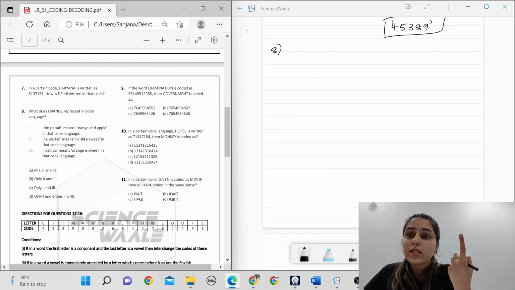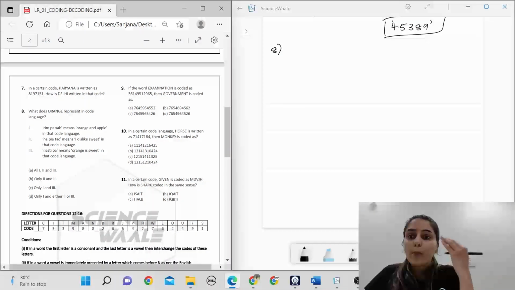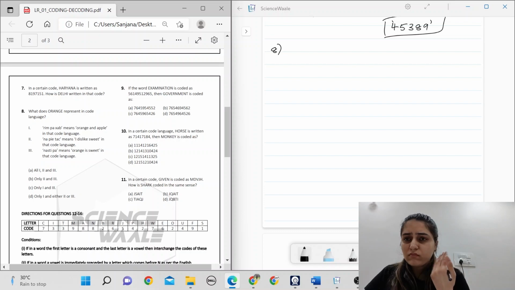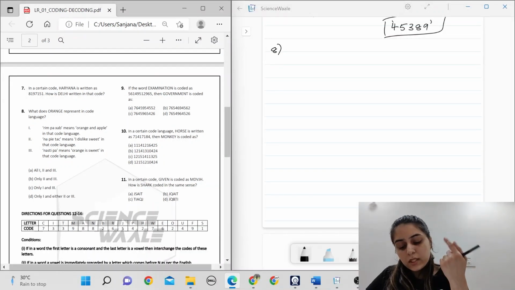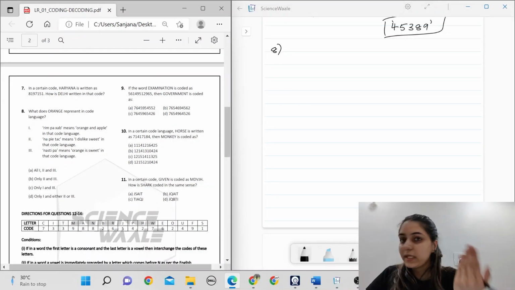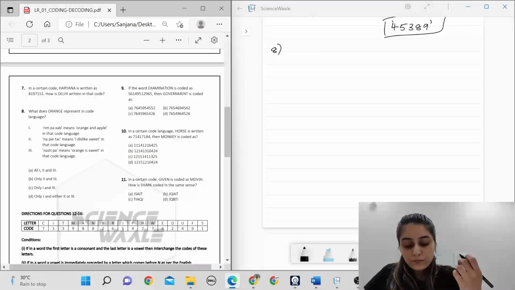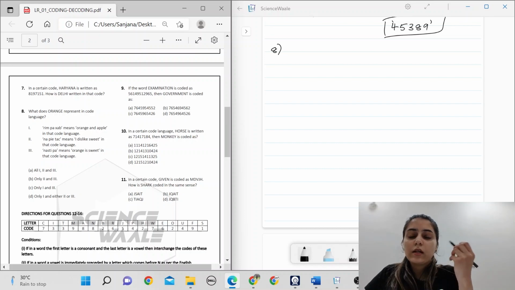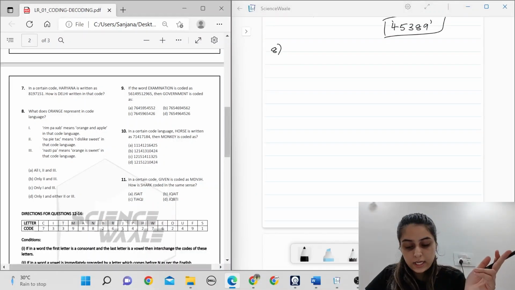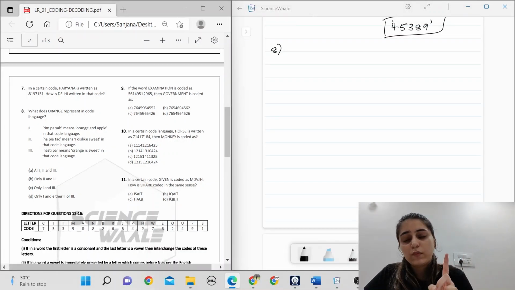There is not even a single word which is common in both the statements. So that cannot be done. Look at the second and third statement. There is again no common word which matches in these two statements. Now if you look at the first and the third statement, orange and apple and orange is sweet, there is a word which is common in both these statements, that is orange.